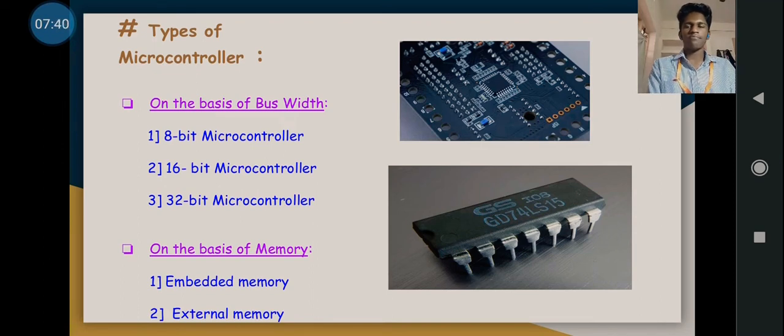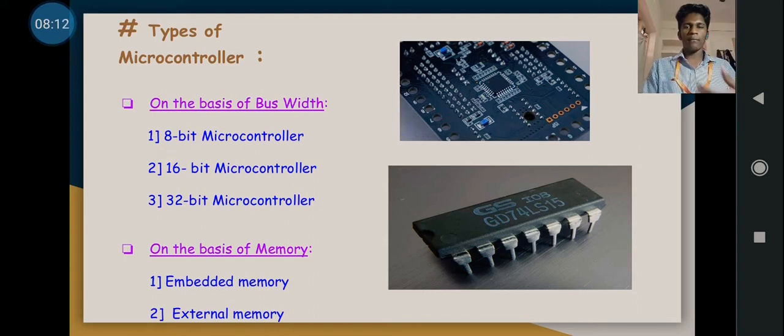Bus width means the number of bits transferred to the computer system simultaneously. So there's the 8-bit, 16-bit, and 32-bit microcontroller. 16 and 32 are the most commonly used because of their higher efficiency. On the basis of memory, there are embedded memory and external memory microcontrollers.